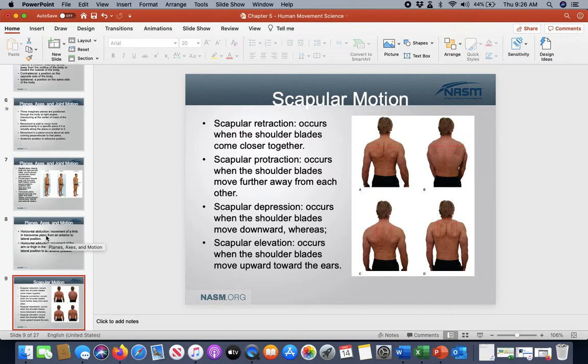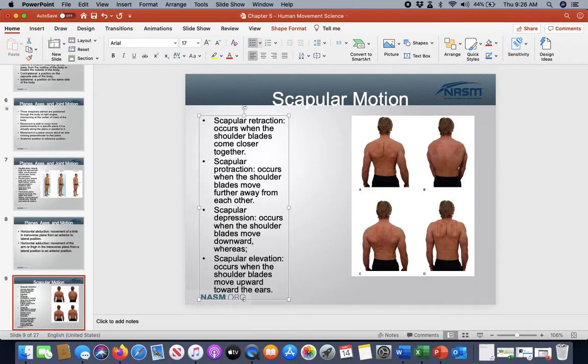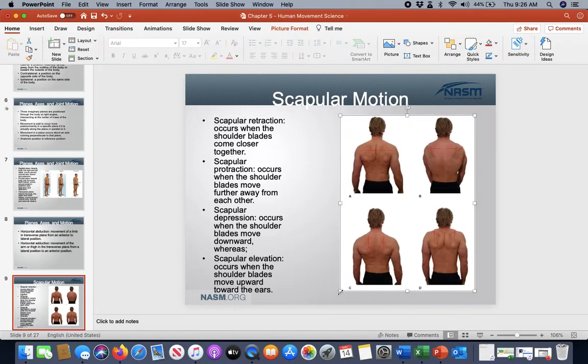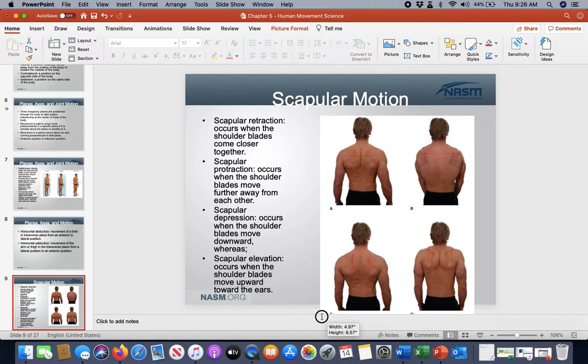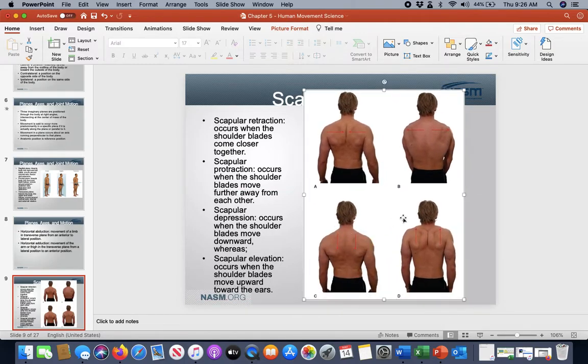There are other motions for different areas, like the scapula. Now here again, we'll bring it up a little bit and go a little bit bigger, so we can see everything and what's going on in this image.